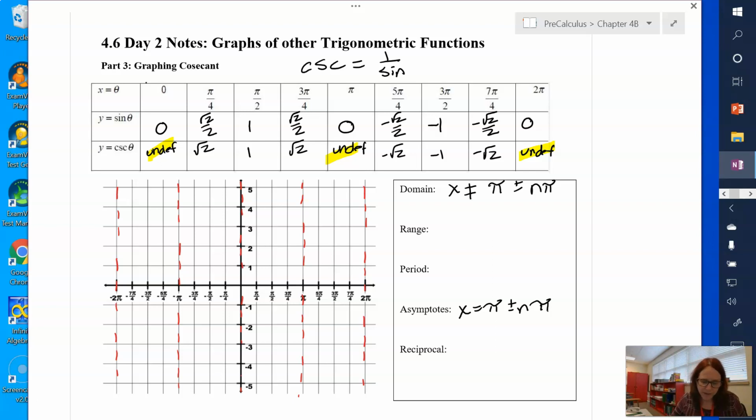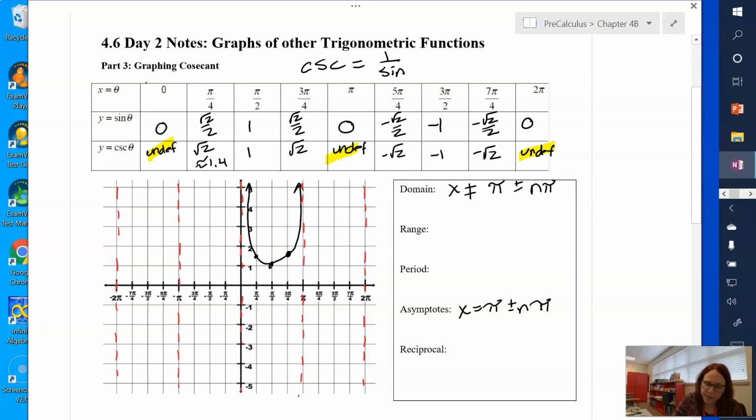Now, at 0, it's undefined. At pi over 4, it's square root of 2, and that's approximately 1.4. So when I plot that point, I'm going to put it in between 1 and 2. And then at pi over 2, it's at 1. And then at 3 pi over 4, it's back at root 2. So what I'm going to get is this. It's going to go down and then through the point and then up.